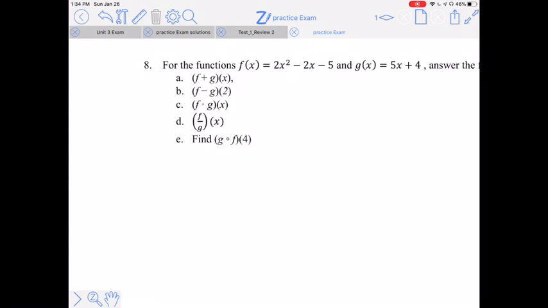So for part A, we're just adding the f function to the g function. And all we're doing here then is combining like terms. So the 2x squared has no other like terms, but the negative 2x and the 5x can add to 3x. And then here the negative 5 and the positive 4 would add to negative 1.